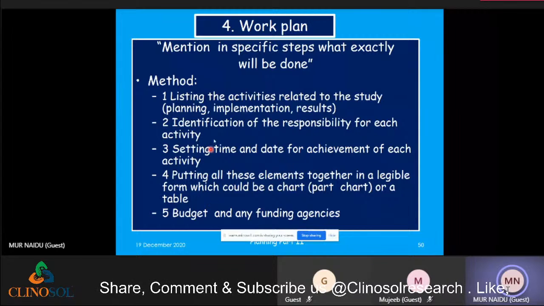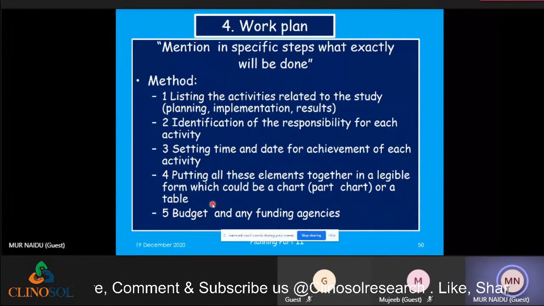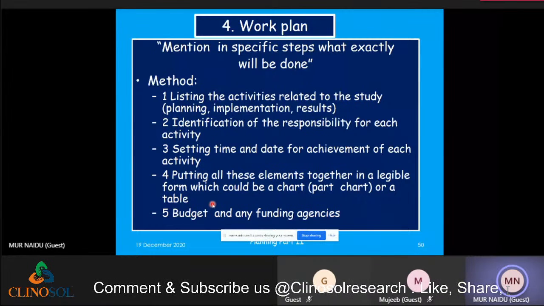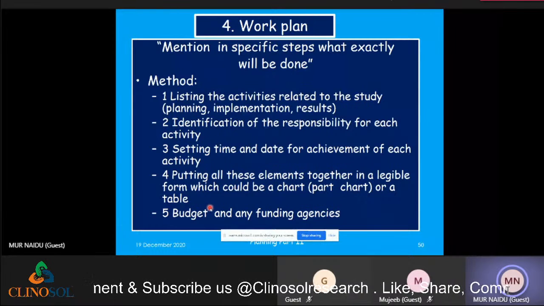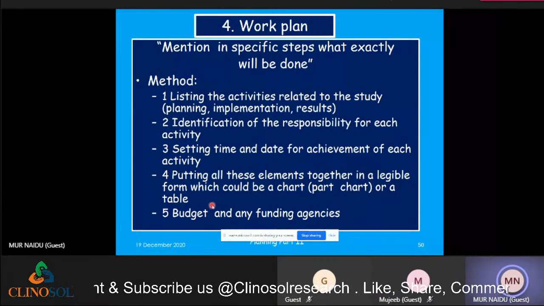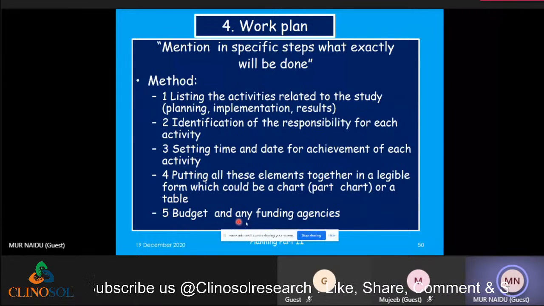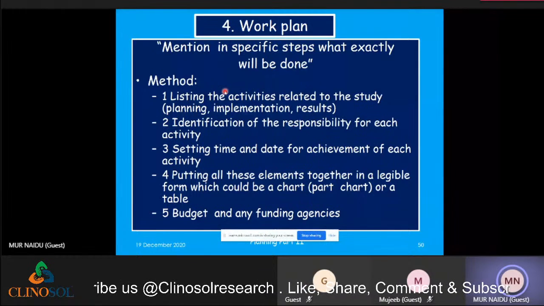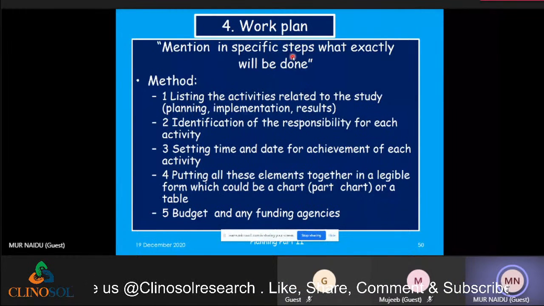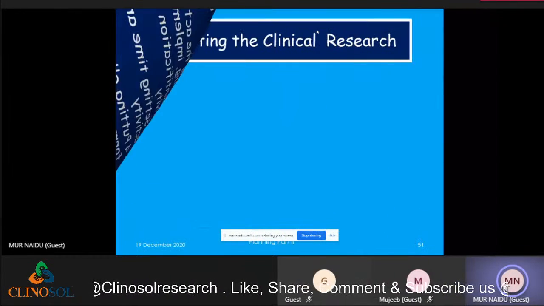So you have to note down each and every point for that: for the participant, whether you are giving some money for coming and going, what drug you are giving, how you are preserving it, what investigation, how many times you are doing it, what is the investigation cost. All those things must be in your budget and funding. So these are the steps which are required in the work plan.